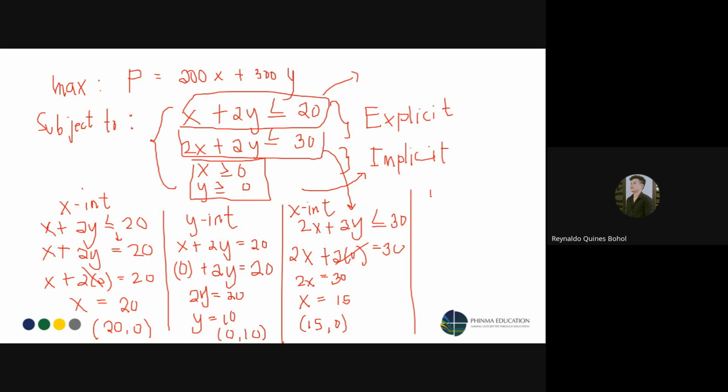Next, for the y-intercept of second equation, copy 2x plus 2y equals 30. Okay? Then since we're looking for the value of y-intercept here, let x is equal to 0, plus 2y is equal to 30. Cancel na yan. This is 2y is equal to 30. Divide nyo sa 2, magiging y is equal to 15. Then the ordered pair is 0 and 15. Kasi may laman si y, ang x.